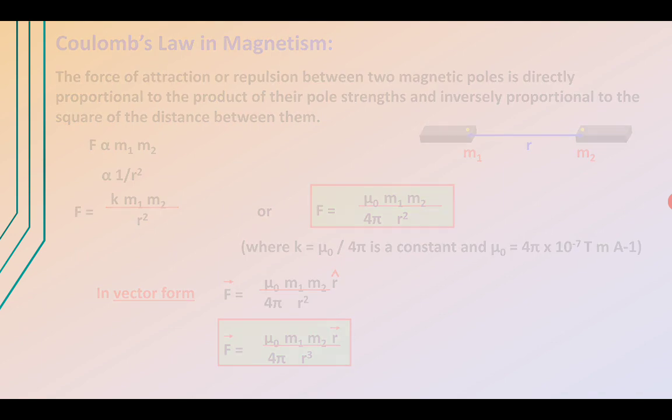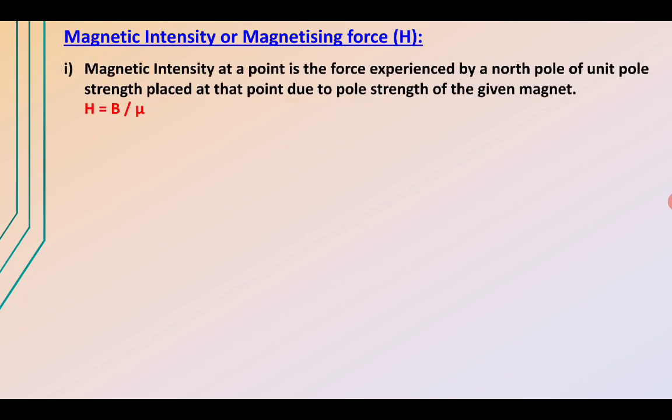So the first thing is: what is magnetic intensity, or the magnetizing force? Magnetic intensity at a point is the force experienced by the north pole of unit pole strength placed at that particular point due to the pole strength of a given magnet. The symbol for magnetic intensity is H, and this H is equal to the magnetic field divided by mu.